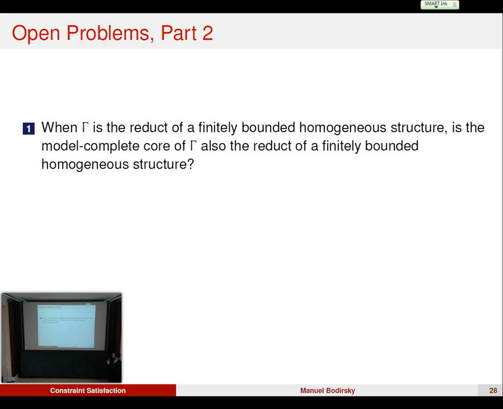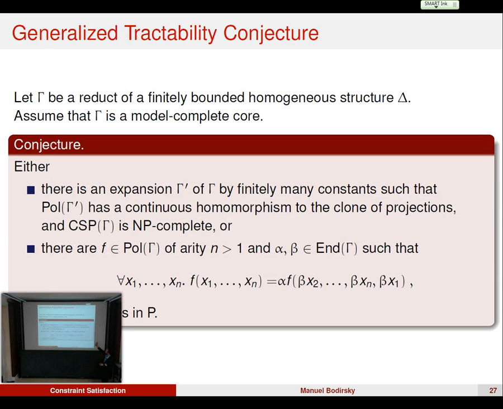Another point. By looking at this, you can make many interesting observations, speculations maybe. You have a continuous homomorphism to the clone of projections. This is a topological condition. This other one is purely algebraic. There's no topology involved here. This is just a statement about the abstract clone. I want that there is an alpha, a beta, and an f satisfying this equation. It's purely algebraic.